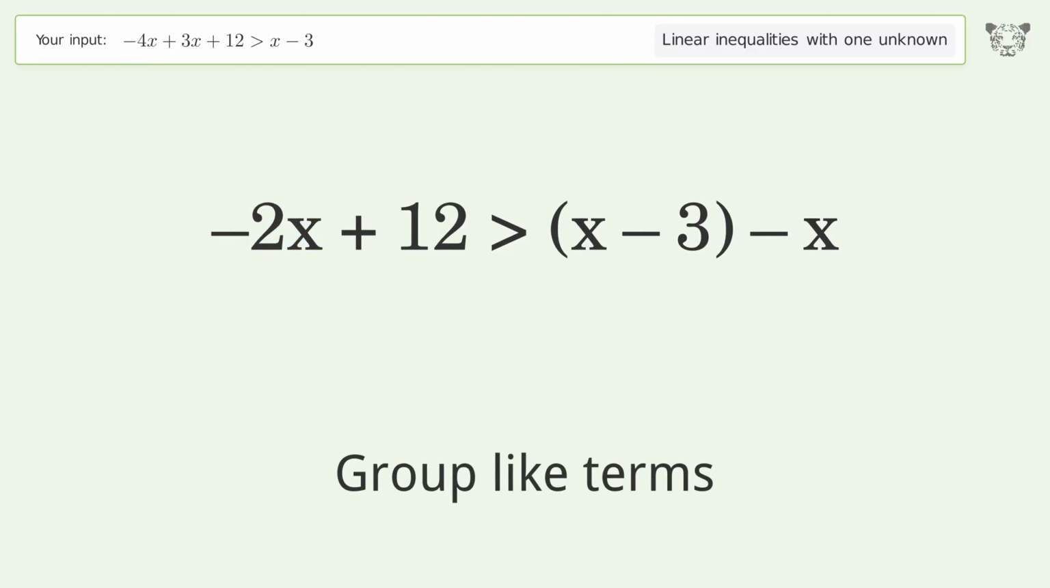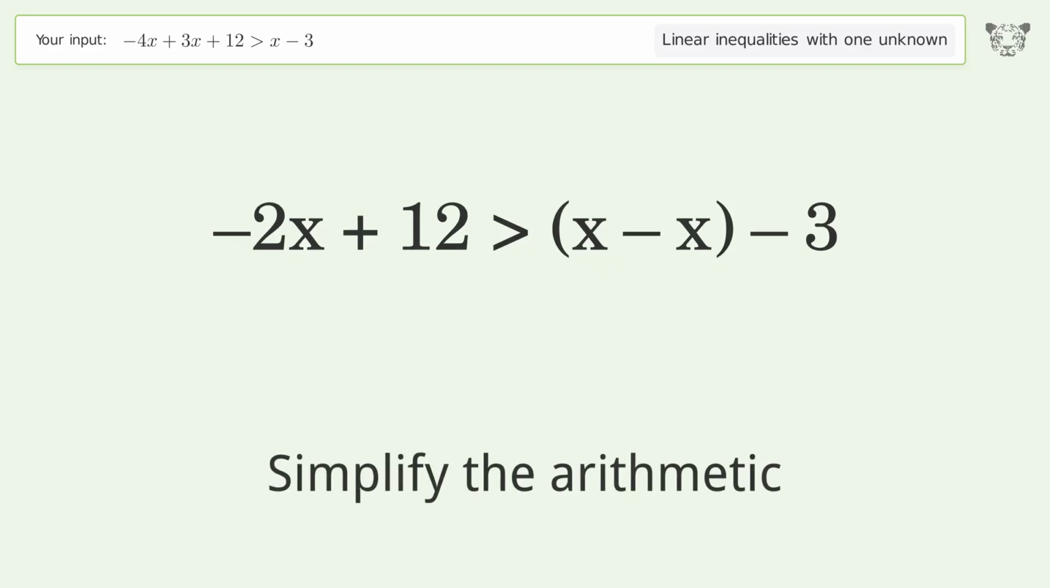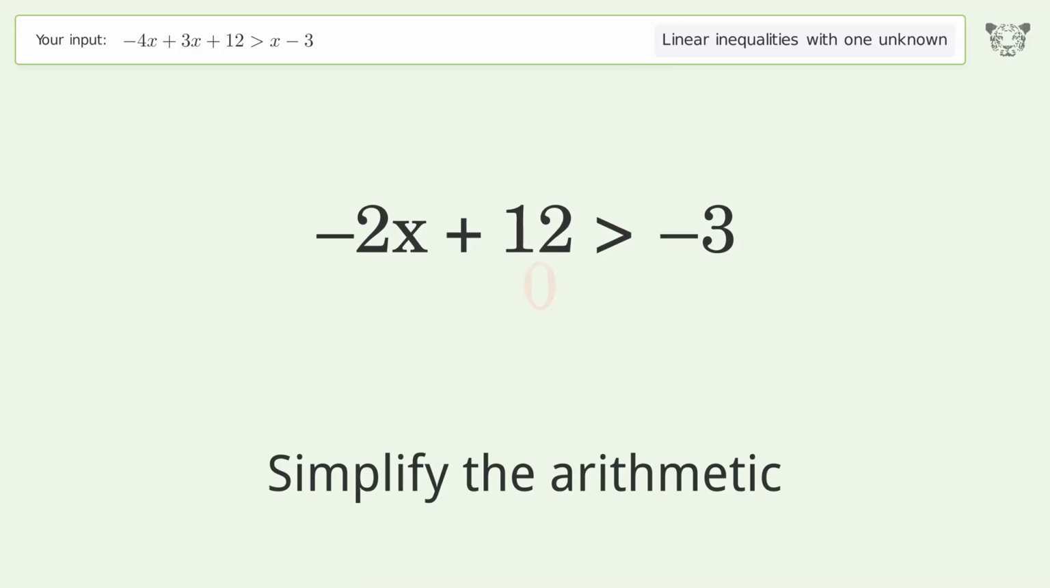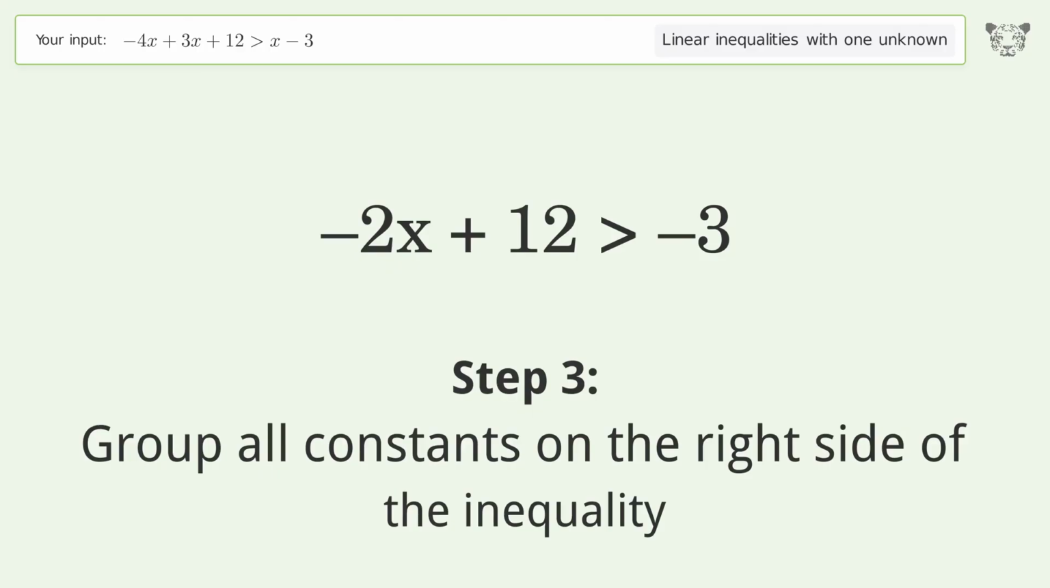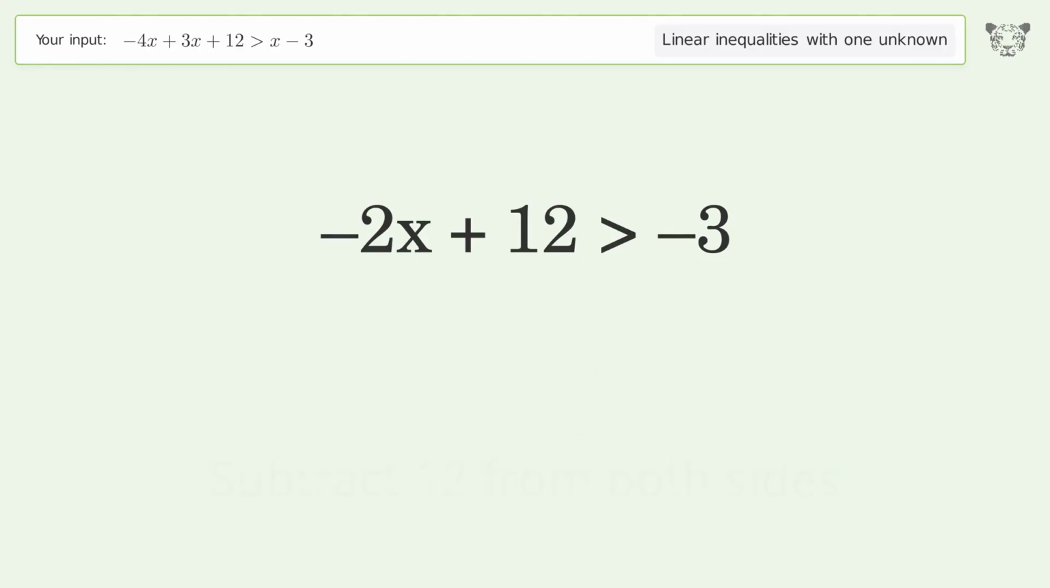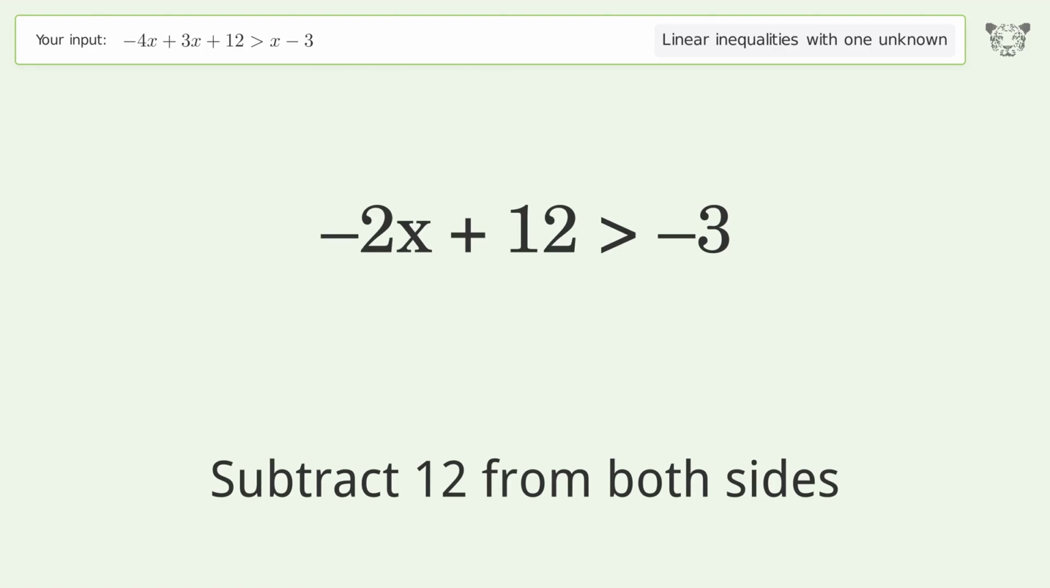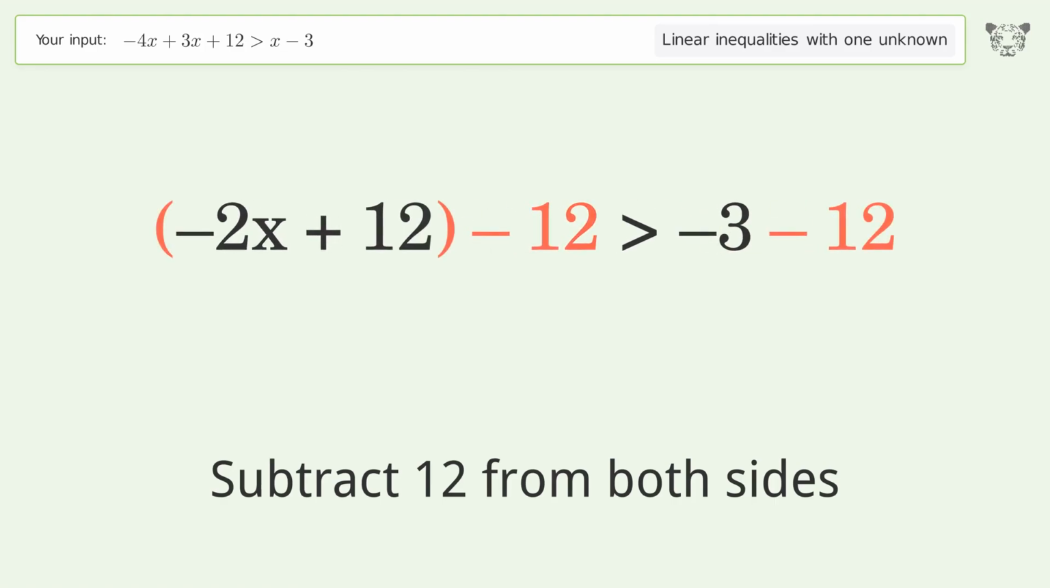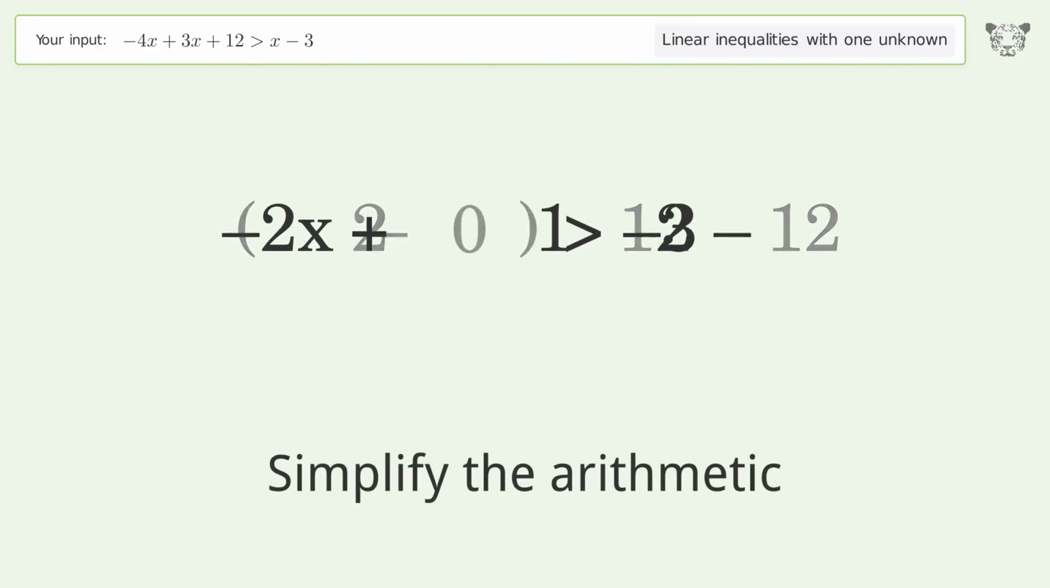Group like terms. Simplify the arithmetic. Group all constants on the right side of the inequality. Subtract 12 from both sides. Simplify the arithmetic.